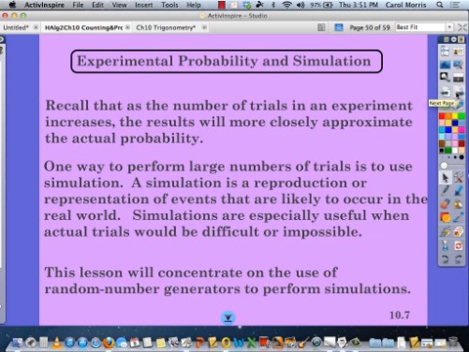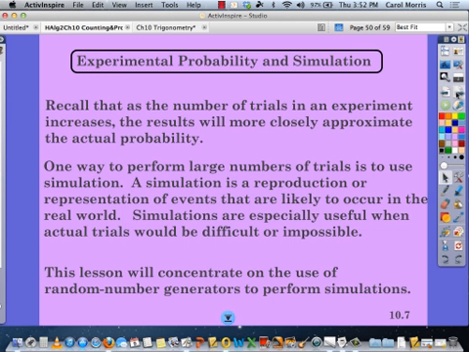Recall that as the number of trials in an experiment increases, the results will more closely approximate the actual probability. We talked about theoretical probability and experimental, and in the experiment it wasn't always mirroring the theoretical, but the more trials you do, it should. One way to perform a large number of trials is to use simulation. A simulation is a reproduction or representation of events that are likely to occur in the real world. Simulations are especially useful when actual trials would be difficult or impossible to perform.